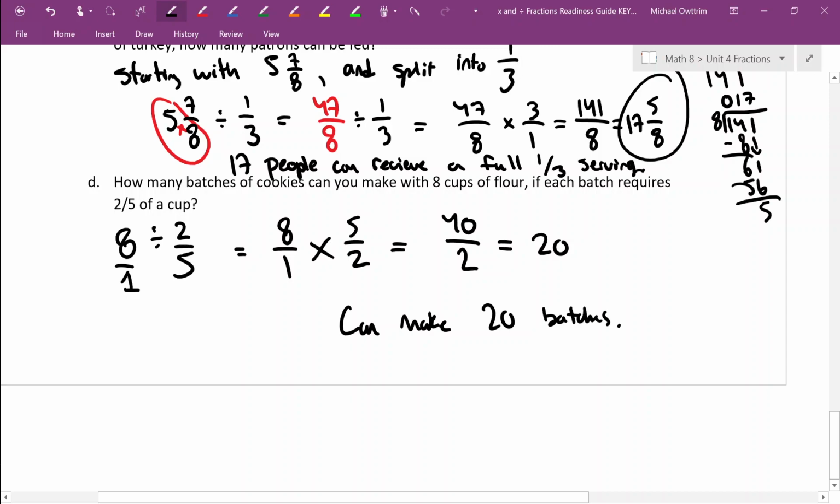So I hope that's helped with your multiplication and division of fractions readiness guide.